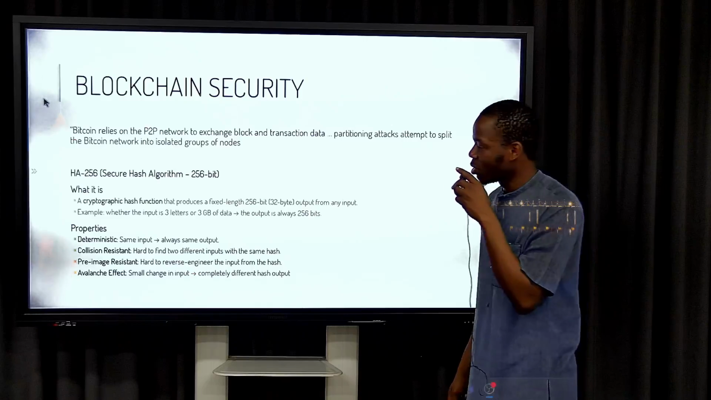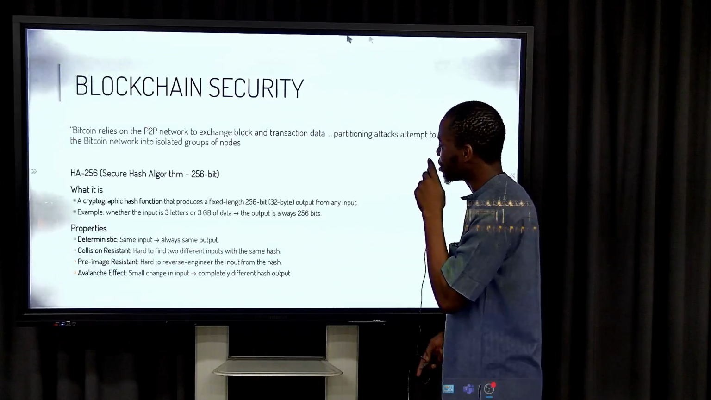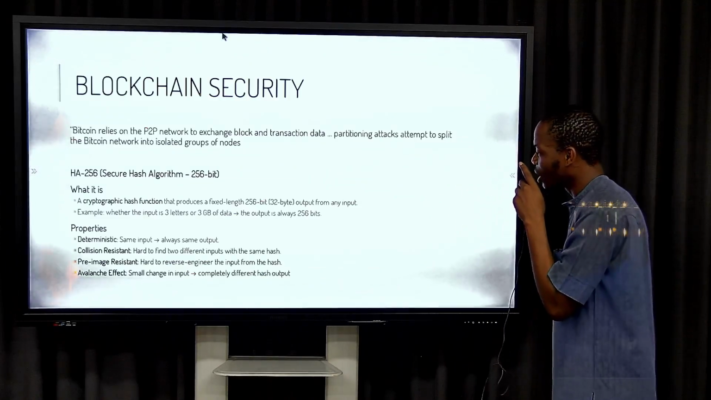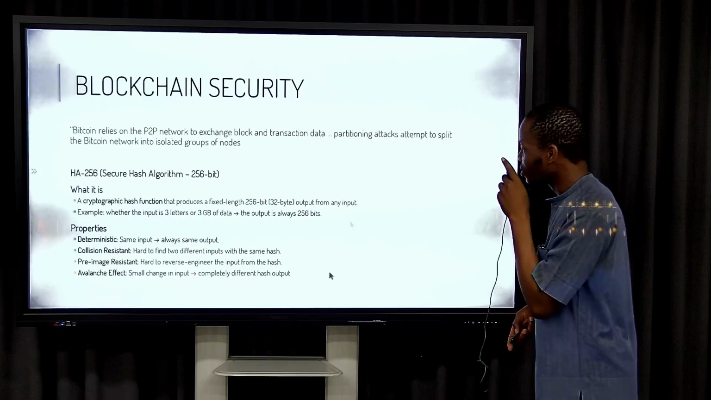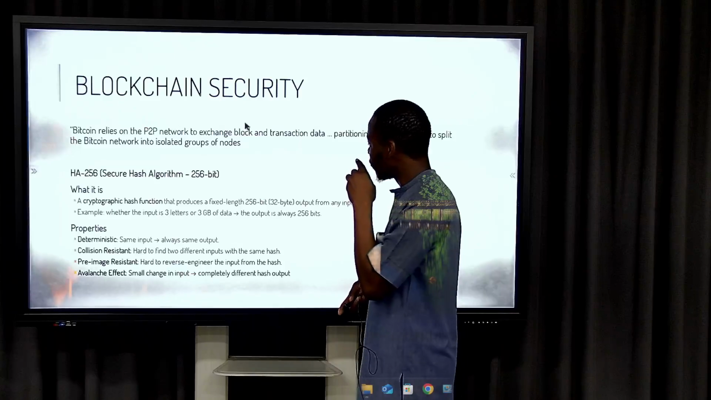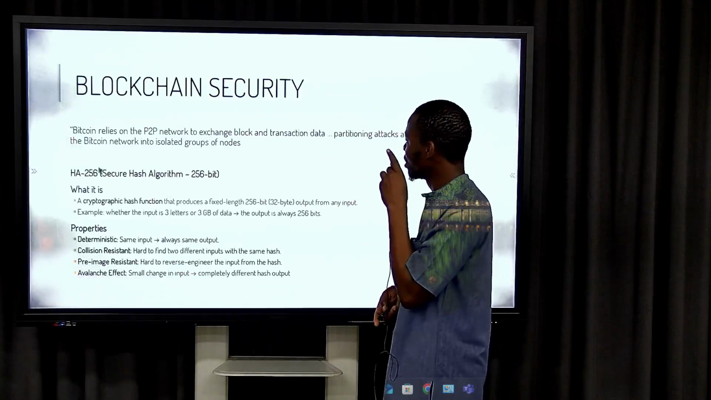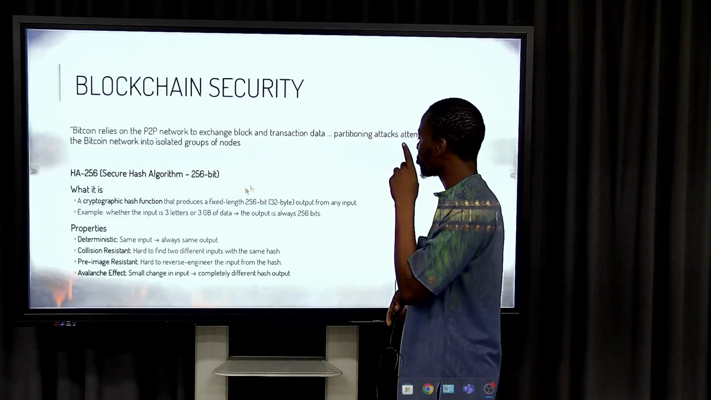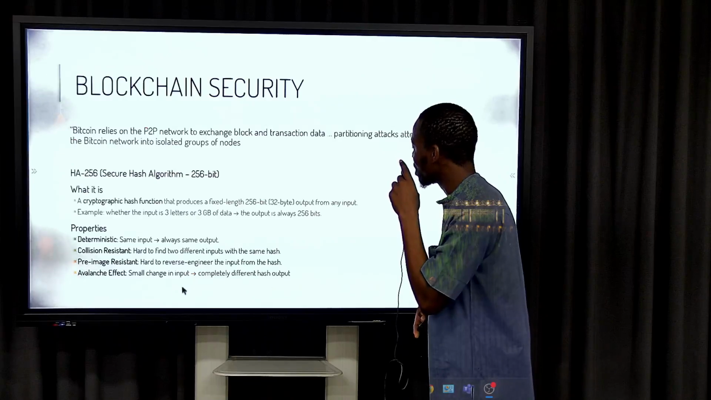So what are the properties of a cryptographic hash? It is deterministic, collision resistant, pre-image resistant, and has the avalanche effect. It's deterministic because the same input always gives you the same output. What this means is that if you input the same input at a particular time, maybe time t plus 1, time t plus 2, you always get the same output.